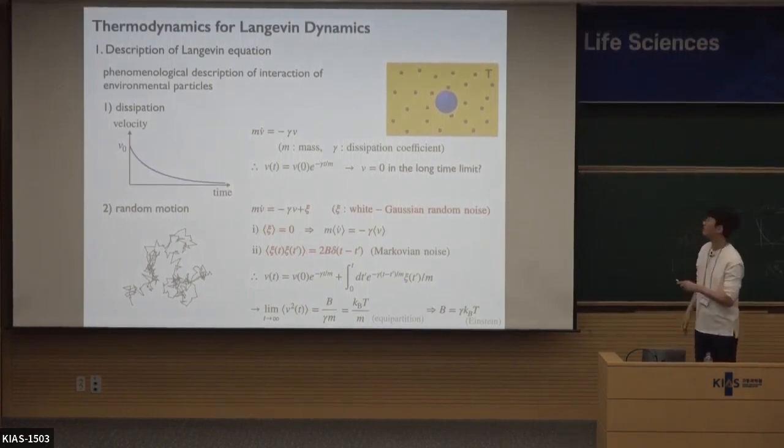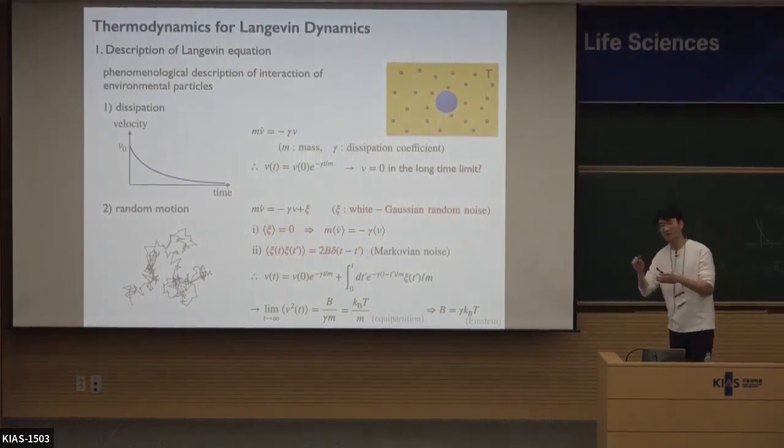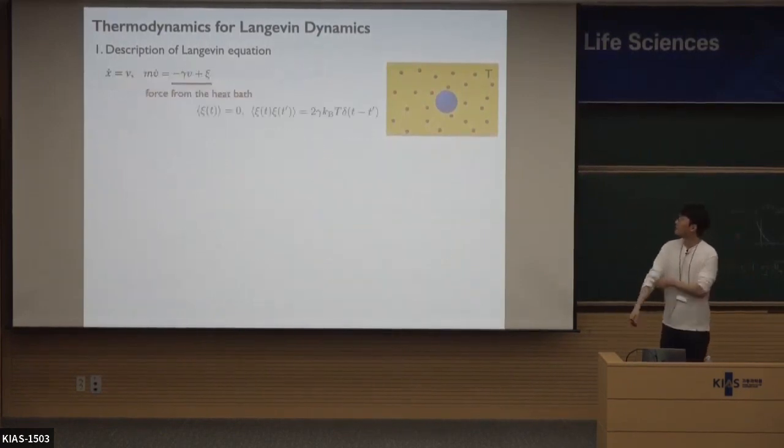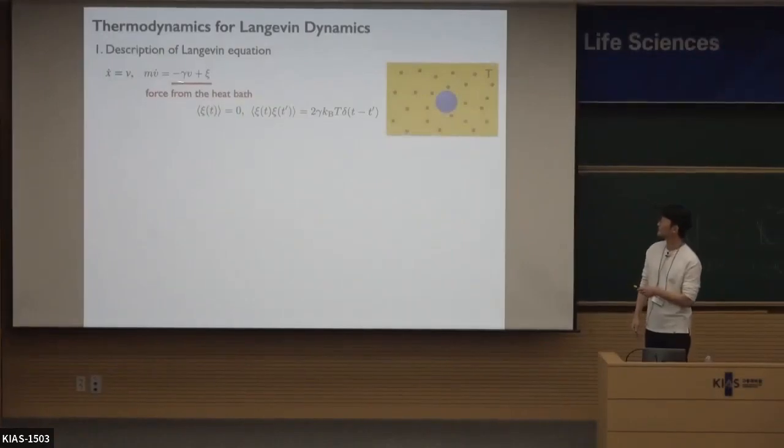So in such a way, we can set up the Langevin equation which describes the motion of this Brownian particle when it is immersed in a reservoir with temperature T. Okay, so any question? No? Okay. So we basically set up the equation of motion, the Langevin equation. This term, we can regard this force as a phenomenological force exerted by a heat bath.